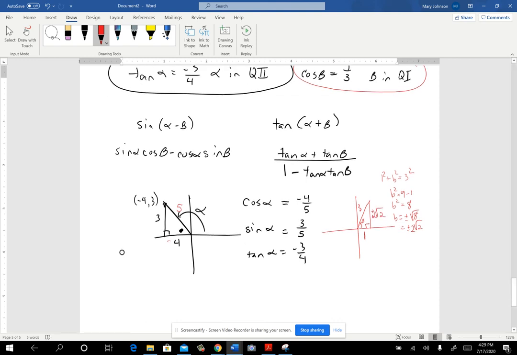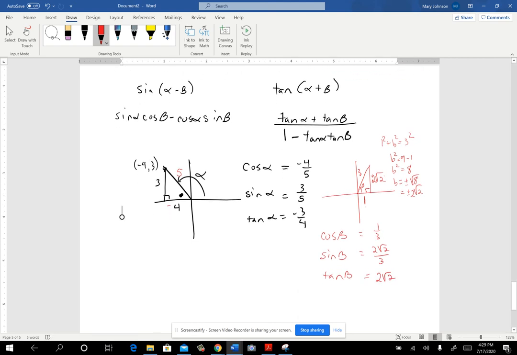Okay? All right, so then I have the cosine of beta, the sine of beta, and the tangent of beta. And I know the cosine was 1/3. The sine is 2 square root of 2 over 3. And the tangent is opposite over adjacent. So the tangent turns out to be 2 square root of 2.